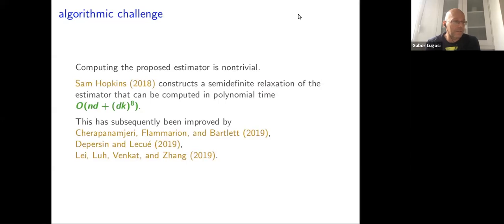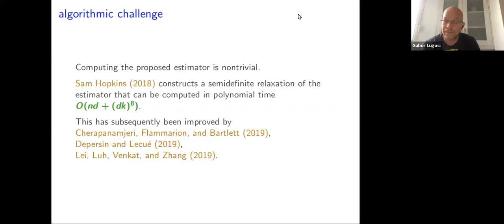Now you see, algorithmically, of course, this is an existence proof, right? And if you want to implement this estimator, it's going to be exponential time in the dimension. So in our paper, we posed the challenge of coming up with a polynomially computable sub-Gaussian estimator. Sam Hopkins wrote a beautiful paper where he took our estimator and constructed a semi-definite relaxation of it, and he proved that it can be computed in polynomial time. And it has the same kind of performance guarantees.